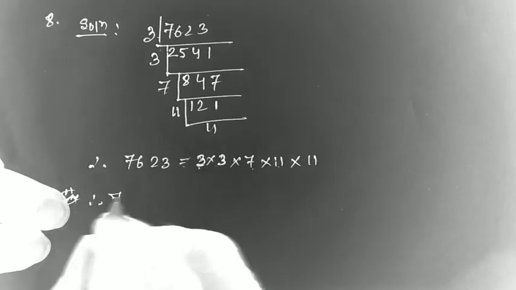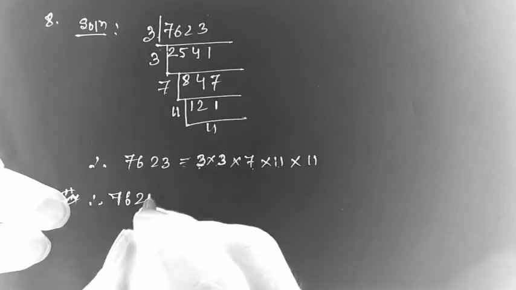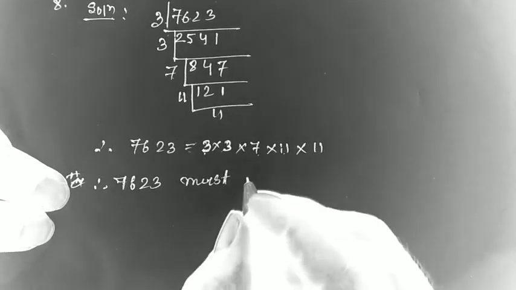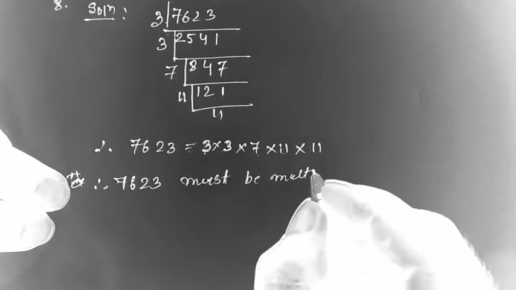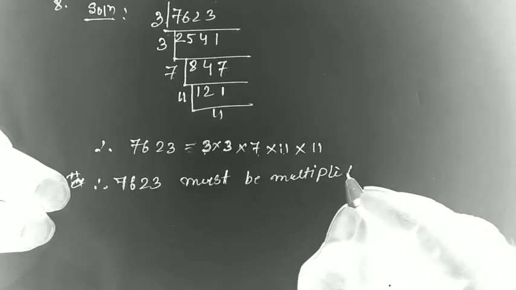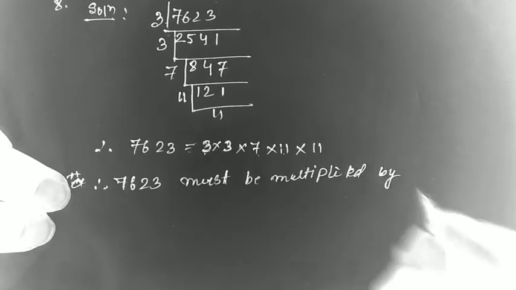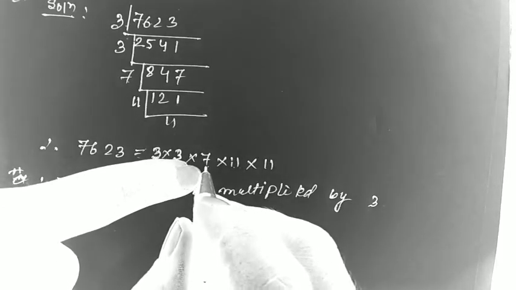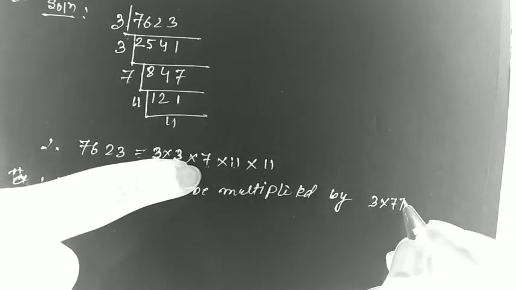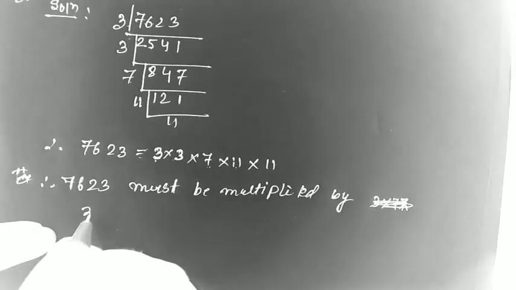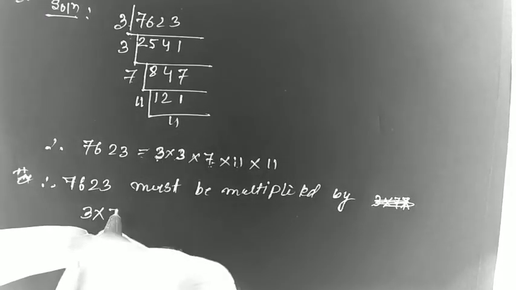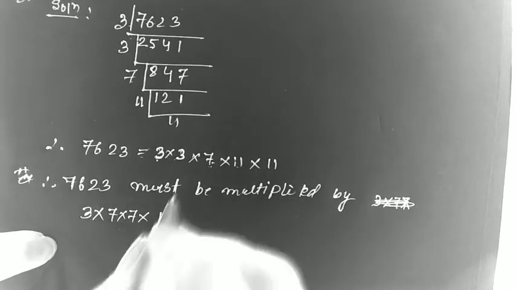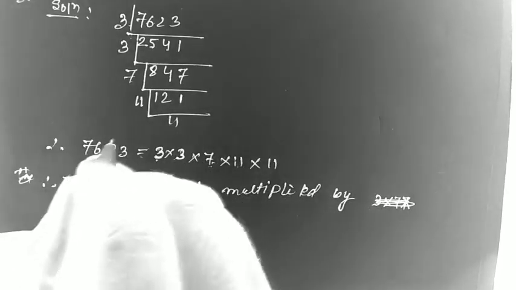therefore 7623 must be multiplied by what number? See, one 3 is less, so 3. Only one 7 is present, that means two more 7s, so 7 into 7, and one 11 is less, so 11. So if we multiply the given number by this number, then it will become a perfect cubic number.